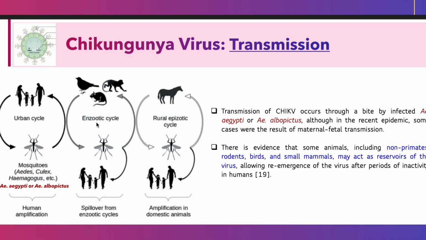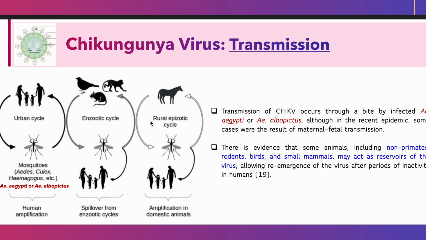And for the enzootic cycle, there is evidence that some animals, including non-primates like rodents such as mice, birds, and small mammals like monkeys, can also be reservoirs of the virus. So the mosquito bites this reservoir to get the virus inside it, and then the mosquito plays the role of intermediate vector and can bite people like humans.